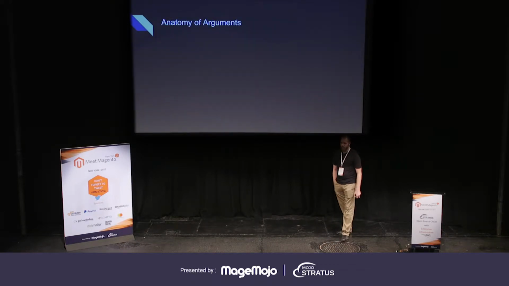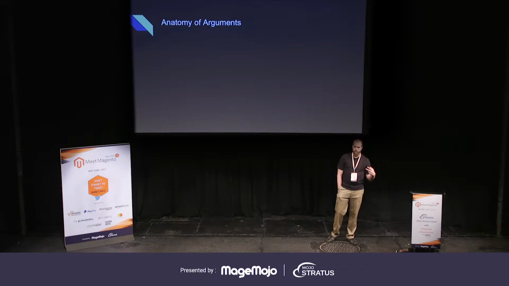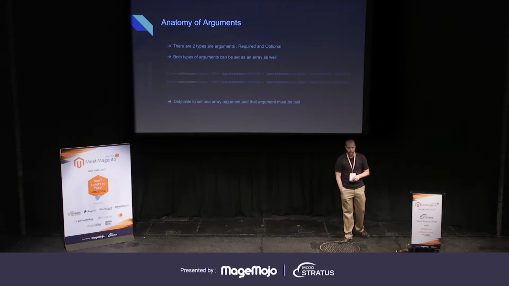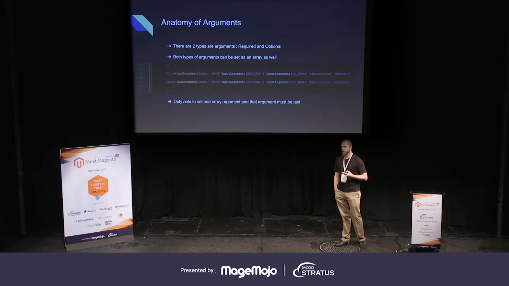So the anatomy of an argument. Basically, like I said, arguments are the ones that don't get declared by the -- options. So you don't want to have too many arguments because it can start to be confusing on what order they're in. But there are two types of arguments, required and optional. Required obviously has to be there. If you don't give it, it will throw an error when it gets to the execute method. There are ways to get around that, and I'll explain that in a little bit.